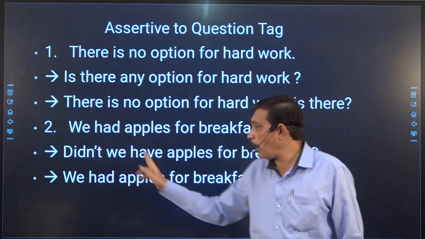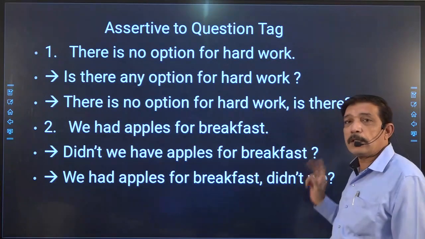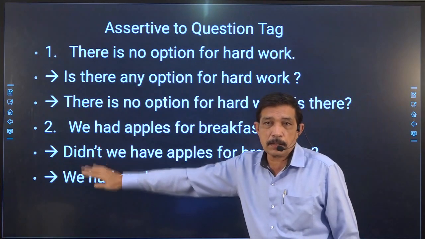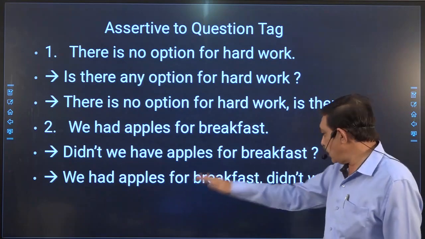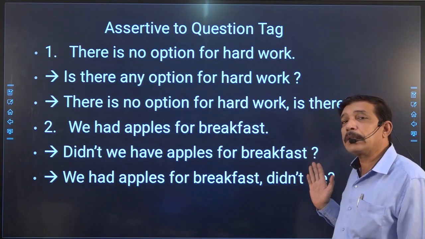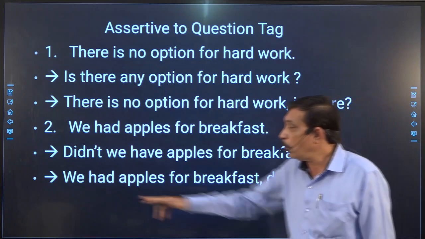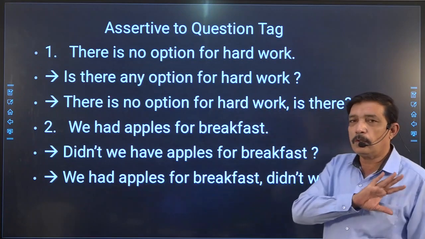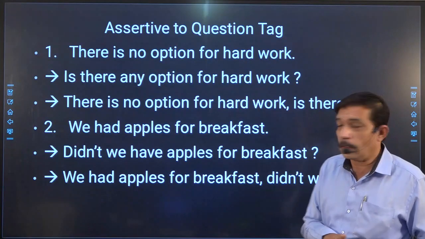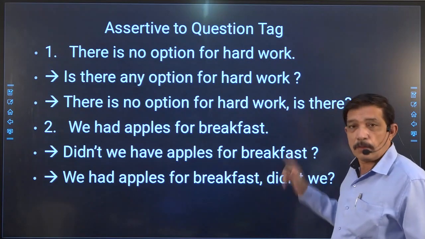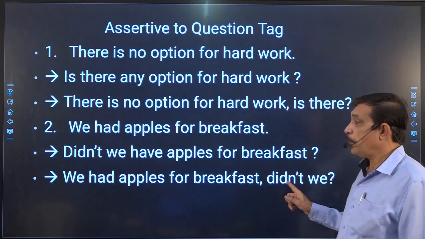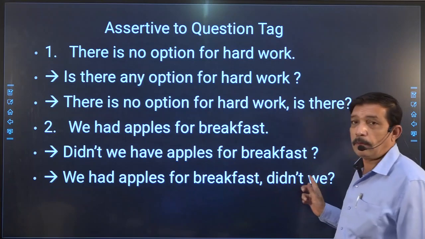So didn't we have apples for breakfast? That is the interrogative that we make. Now the same interrogative that we made at the start of the sentence, that same thing we have to apply in the question tag. Only thing is it comes at the end of the sentence. We had apples for breakfast, no changes to be made, but the complete sentence has to be written, right? The full stop is to be turned into a comma, and then the same thing, didn't we, right?